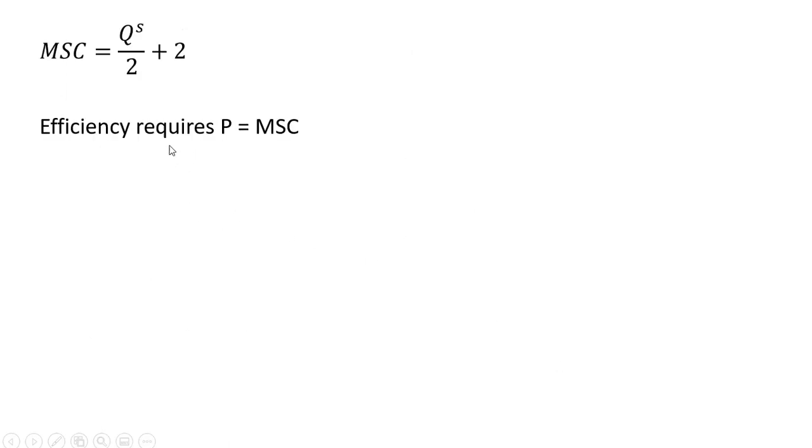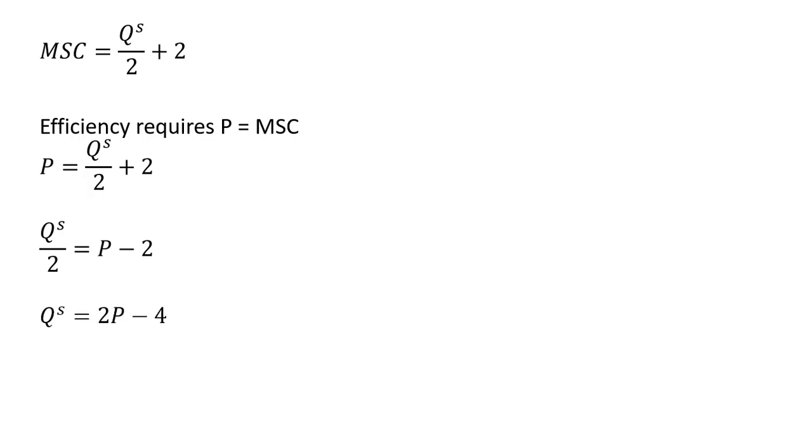And efficiency requires price equal marginal social cost. So we can replace MSC with the price and now solve this equation to get back our market supply equation. So moving some things around and multiplying through by 2, we have our market supply equation, which we can now set equal to our market demand equation.